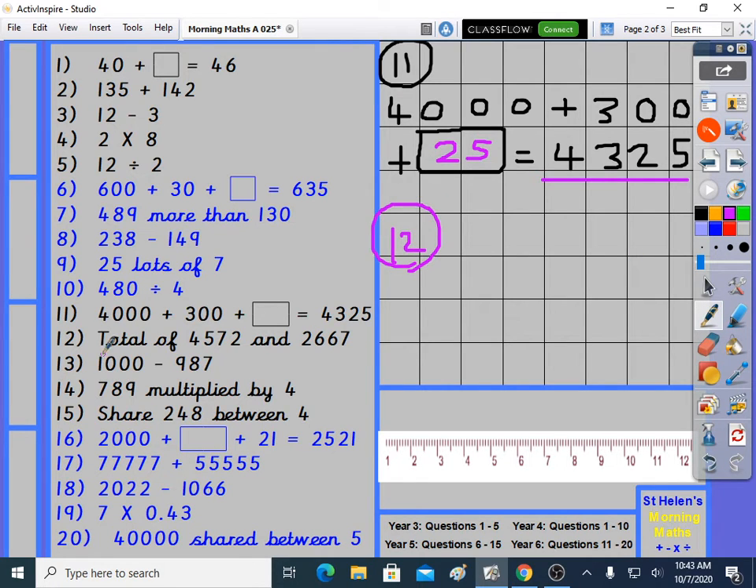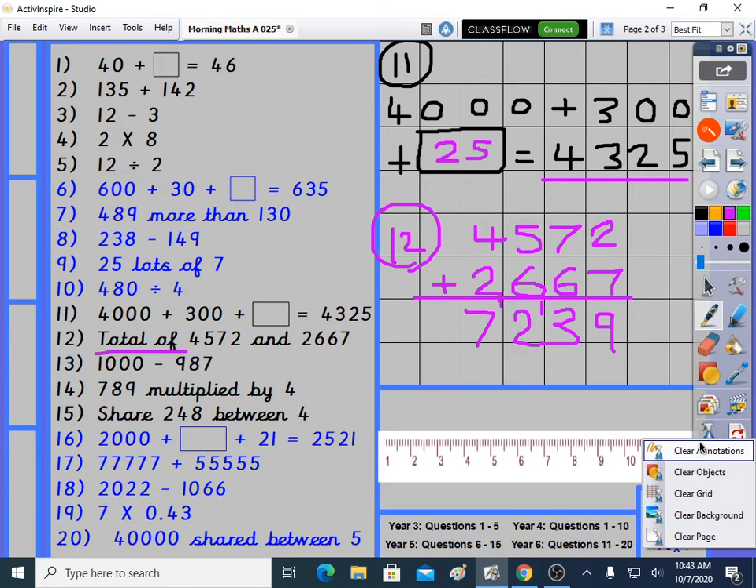Addition. Total means add. Total of, we're going to add those. No decimals to worry about. 4 digits plus 4 digits. You should be good at this if we're careful. 2 plus 7, 9. 7 plus 6, 13. 5 plus 6, 11 plus 1, 12. 4 plus 2, 6 plus 1, 7. 7,239. Because plus makes things bigger. Let's go on to question 13.